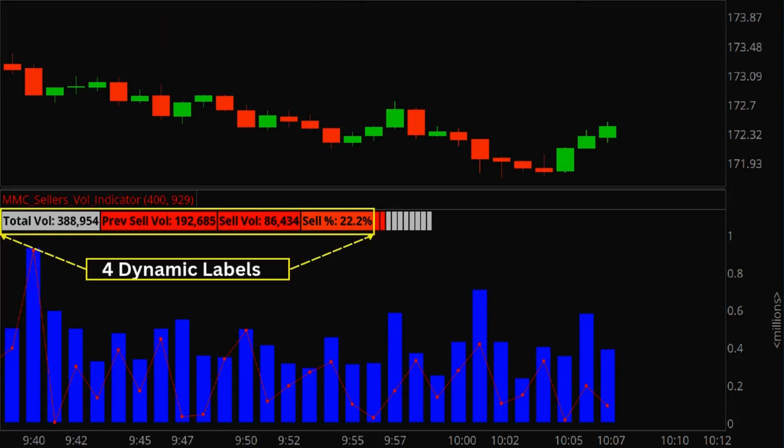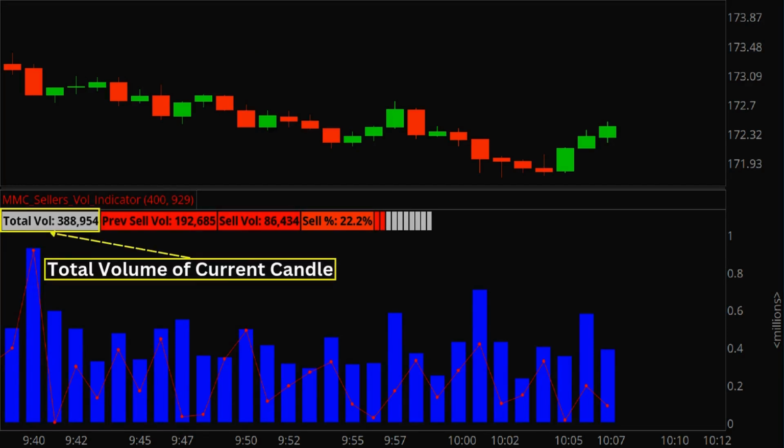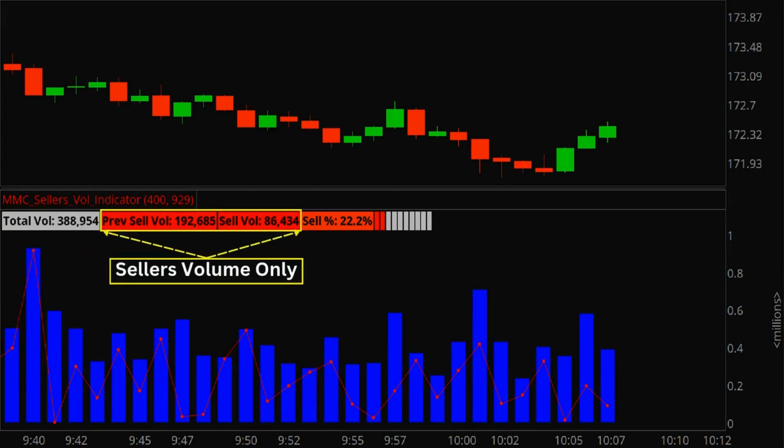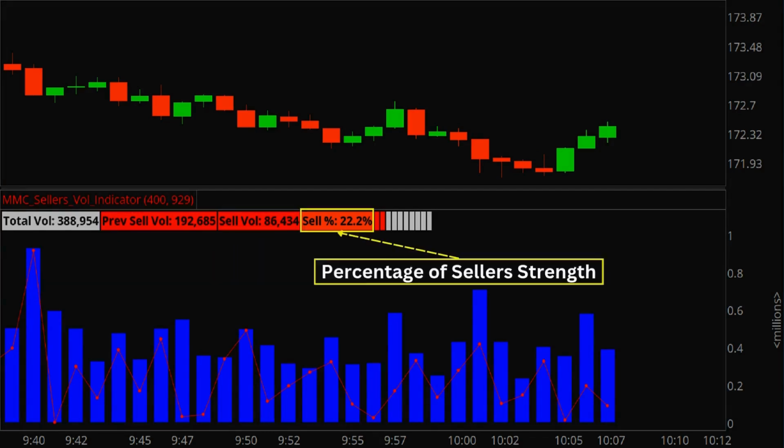With 4 labels, the indicator delivers essential information about volume to help gauge the strength of bearish pressure. First, it shows the total volume of the current candle's price action, confirming the overall interest in selling the stock. Next, a bright red label shows the portion of the previous candle's volume attributed to seller activity. Similarly, the third label displays the seller's volume for the current candle. The final label reflects the increasing or decreasing percentage of seller strength within the total volume of the bar.